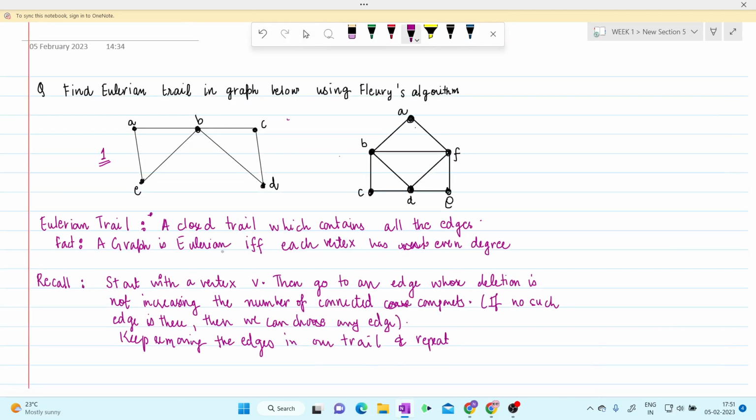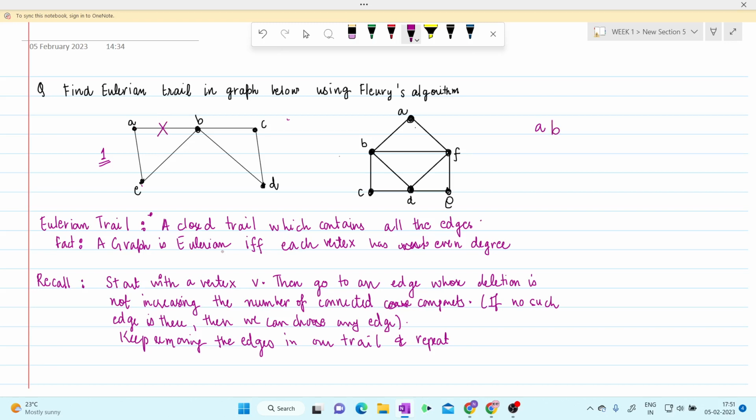So in this first graph, what is our algorithm saying? We pick a vertex A. Now among the possible choices, I have to choose that edge whose removal won't increase the number of components. So I have two options, AE and AB. If I remove AB, the number of connected components is not increasing because I can still connect A and B through AE. So we can do this. So the first step is going from A to B.